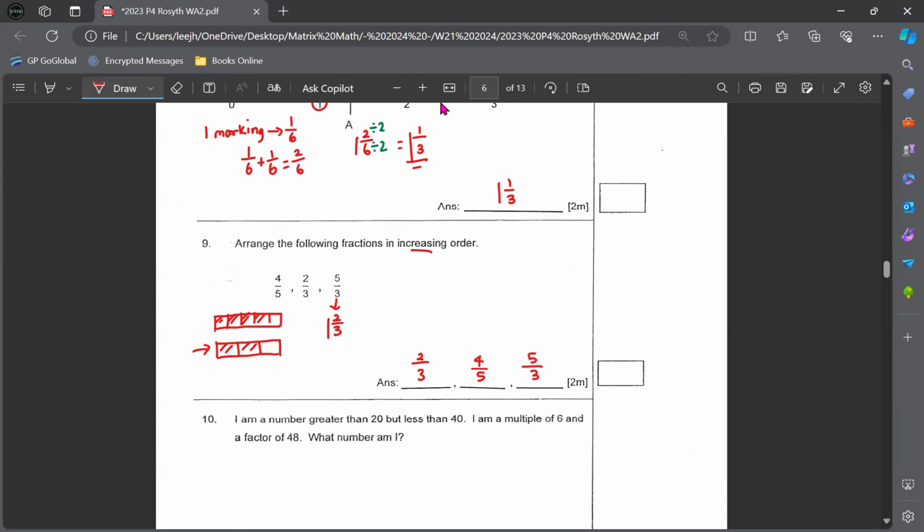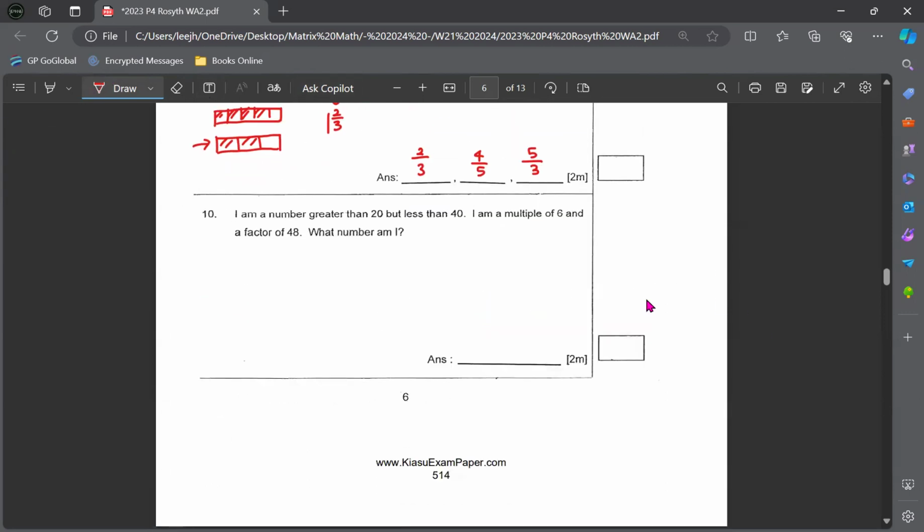Okay? Question number 10. I am a number greater than 20 but less than 40. I am a multiple of 6 and a factor of 48. What number am I? So since you know that this number is actually a factor of 48, we work out the factors of 48 first. So it's 1 and 48, 2 and 24, 3 and 16, 4 and 12, and 6 and 8. So it is a multiple of 6. So let's look at timetable of 6.